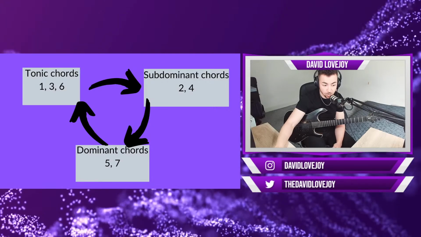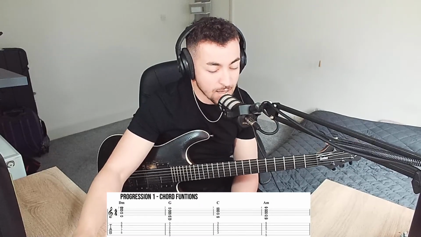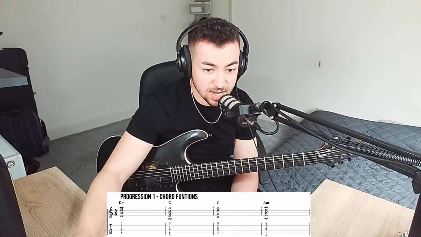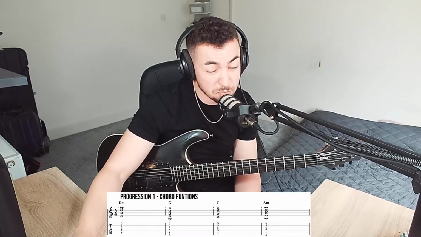Okay, so let's take a look at a chord progression I wrote using these functions. So I played a 2, 5, 1, 6, and it's D minor, G, C, and A minor. Okay, I appreciate the tabs might be a little bit small here. Let me know if they're a bit too small, and I'll fix them for future streams. But we're just going to go with it for now, okay?